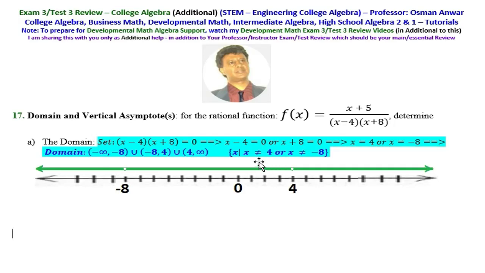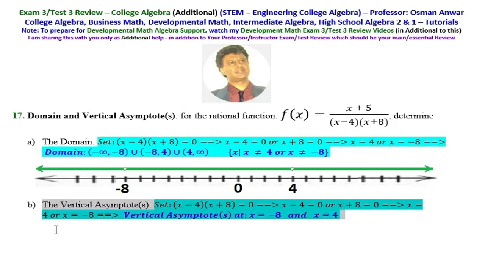In set notation, it is all x where x is not equal to 4 or x is not equal to minus 8. And in graphic format, it is from minus infinity to minus 8, minus 8 not included, you have a hole here. From minus 8 to 4, minus 8 not included, a hole, and 4 not included, a hole. And from 4 to infinity, 4 not included, a hole, to infinity.